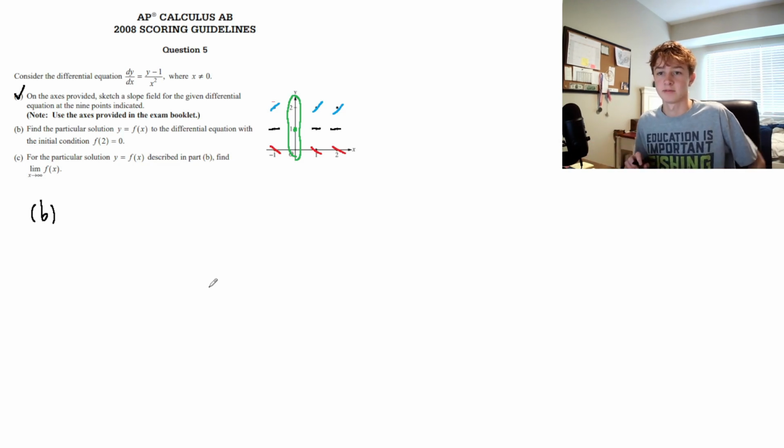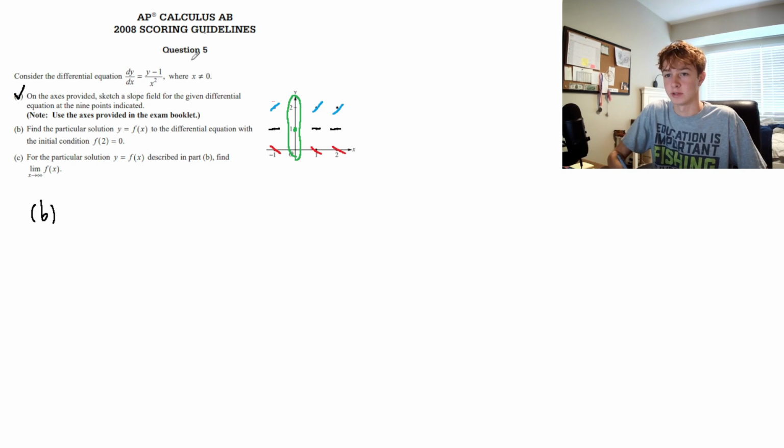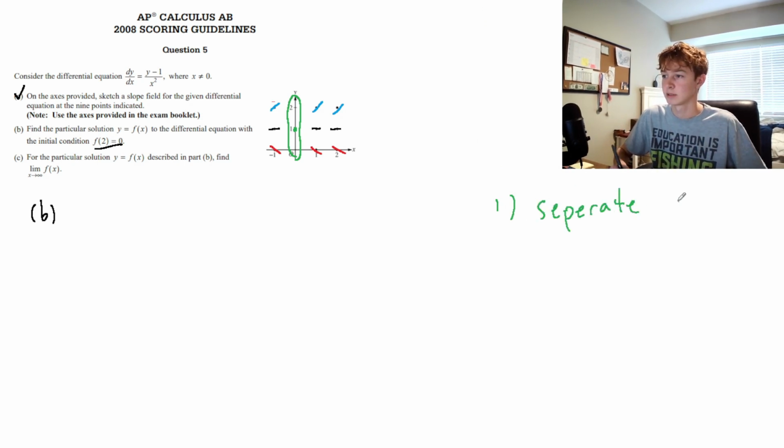So part B asks us to find the particular solution y equals f of x to the differential equation with the initial condition f of 2 equals 0. So that's important. We're going to need that information. Not a great underline, but whatever. So the steps to finding the particular solution are as follows. I'll list them here. So the first thing we're going to need to do is separate the variables. So separate variables. And then after we separate the variables, we need to integrate both sides.